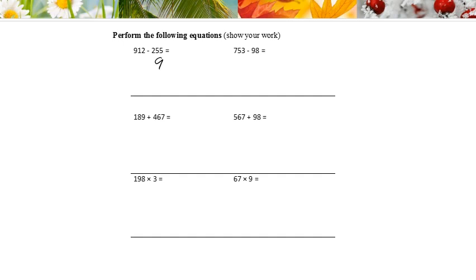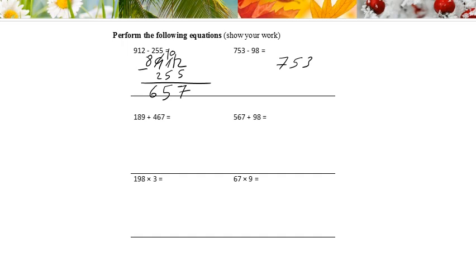912, I have to subtract it from 255. We cannot subtract 2 from 5. I have to borrow from the 1. It will become 0. This will become 12. It will give us 7. 0, I can't subtract it from 5. I have to borrow from 9. It will become 8. 10 minus 5 is 5. 8 minus 2 is 6.